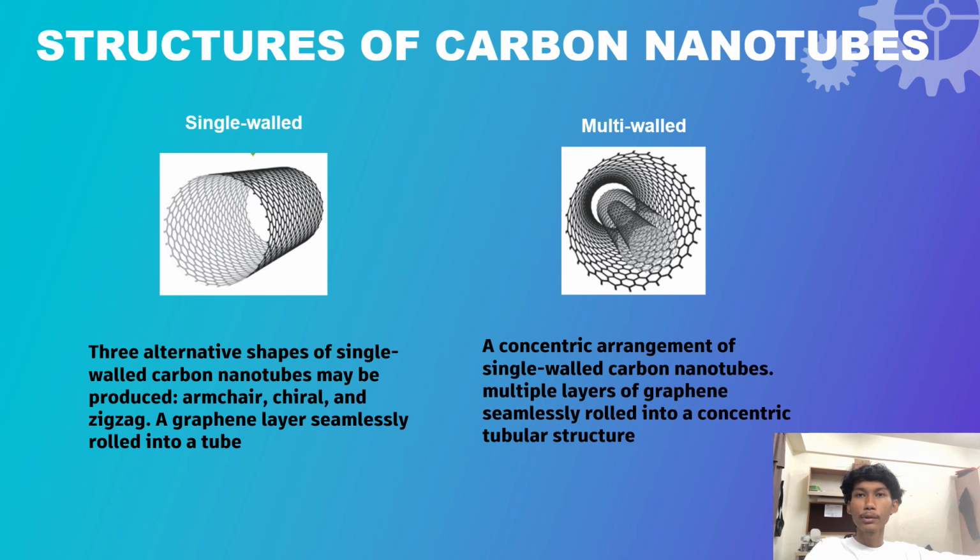Structure of carbon nanotubes. First of all, single wall and then multi-wall. First, single wall carbon nanotubes. Three alternative shapes of single wall carbon nanotube may be produced: armchair, chiral, and zigzag. A graphene layer seamlessly rolled into a tube. Then, multi-wall carbon nanotube. A concentric arrangement of single wall carbon nanotube is multiple layer of graphene seamlessly rolled into a concentric tubular structure.